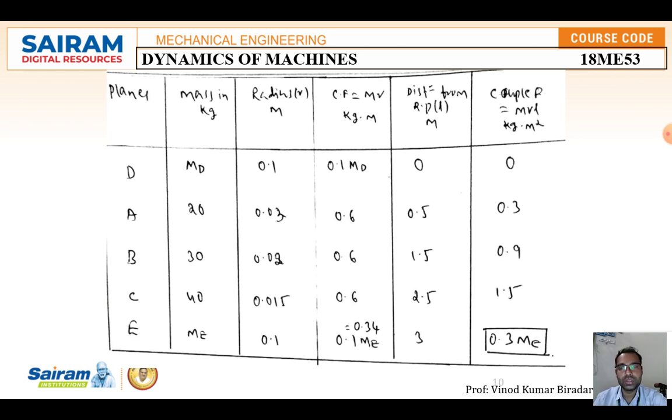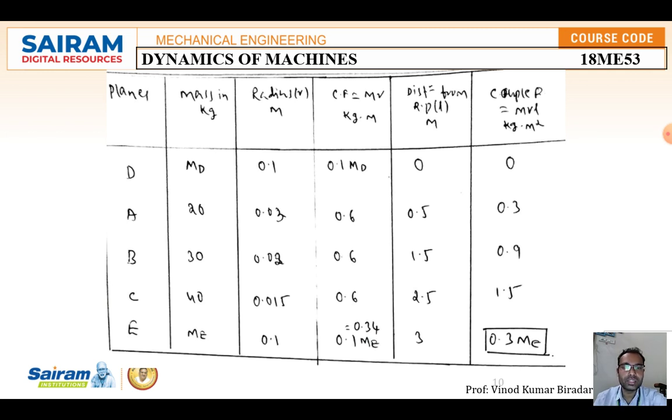You divide by 1000, you are going to get 0.1, 0.03, 0.02, 0.15, 0.1. Okay, centrifugal force is equal to what? Mass into radius. Just multiply this mass into radius, that is md into 0.1, you are going to get 0.1 md. Like that 0.6, 0.6, 0.6, and this we don't know, that you need to calculate, 0.1 into me.